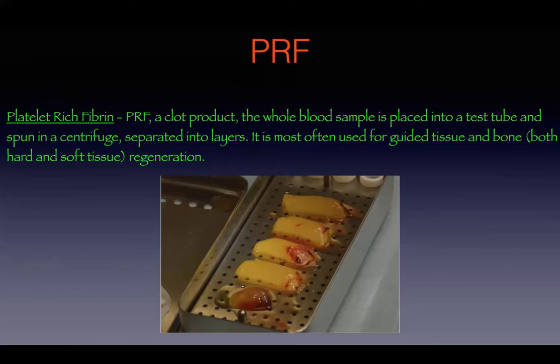If you use it as a membrane, it's typically compressed into a flatter membrane. I use it in my practice to cut it up into small pieces. I mix it with my allograft and I put it into my socket for my ridge preservation sites. It helps with quicker soft tissue healing, good hemostasis, no need for anticoagulants when it's spun. It's a great product to use.